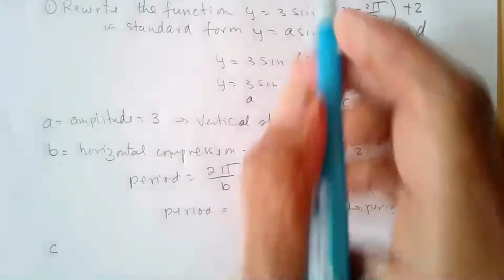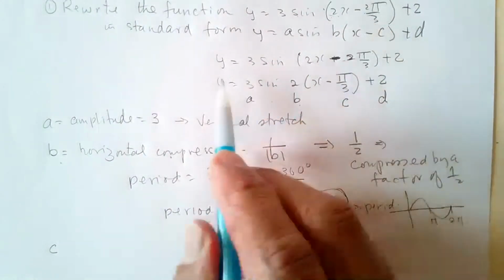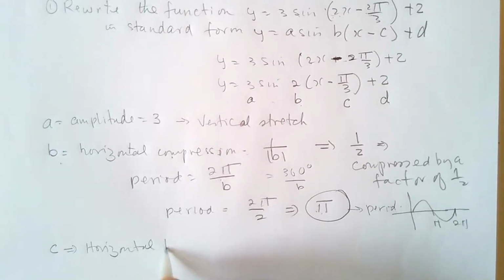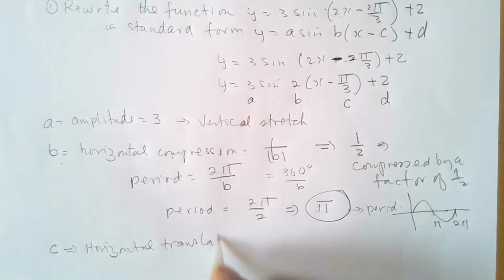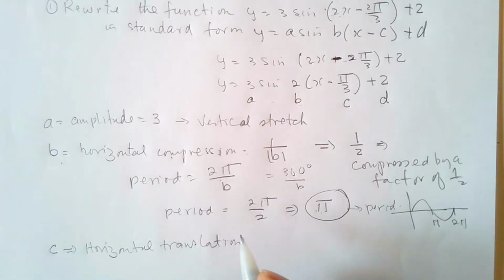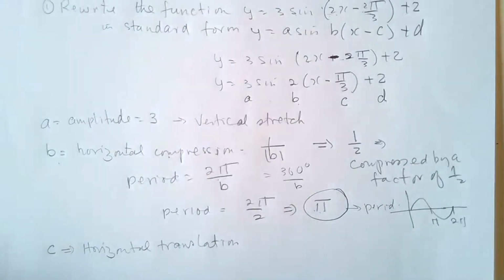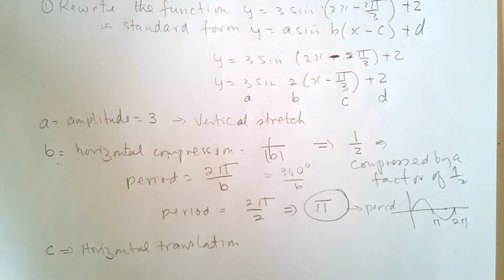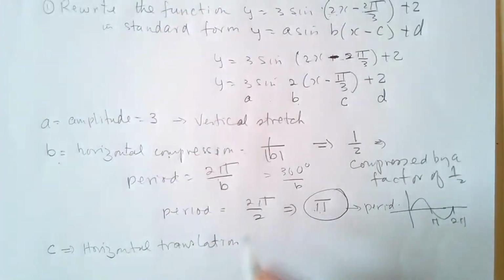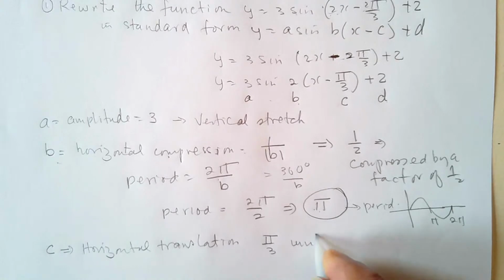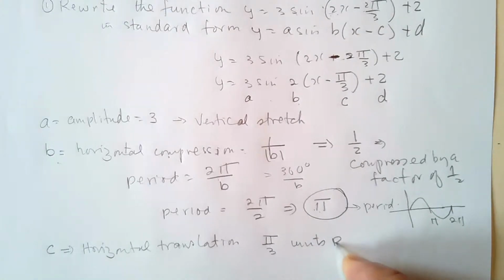The C is your horizontal stretch, phase shift, or horizontal translation I mentioned. So, horizontal translation. And this has a horizontal translation of pi over 3, and that moves to the right. So pi over 3 units right.